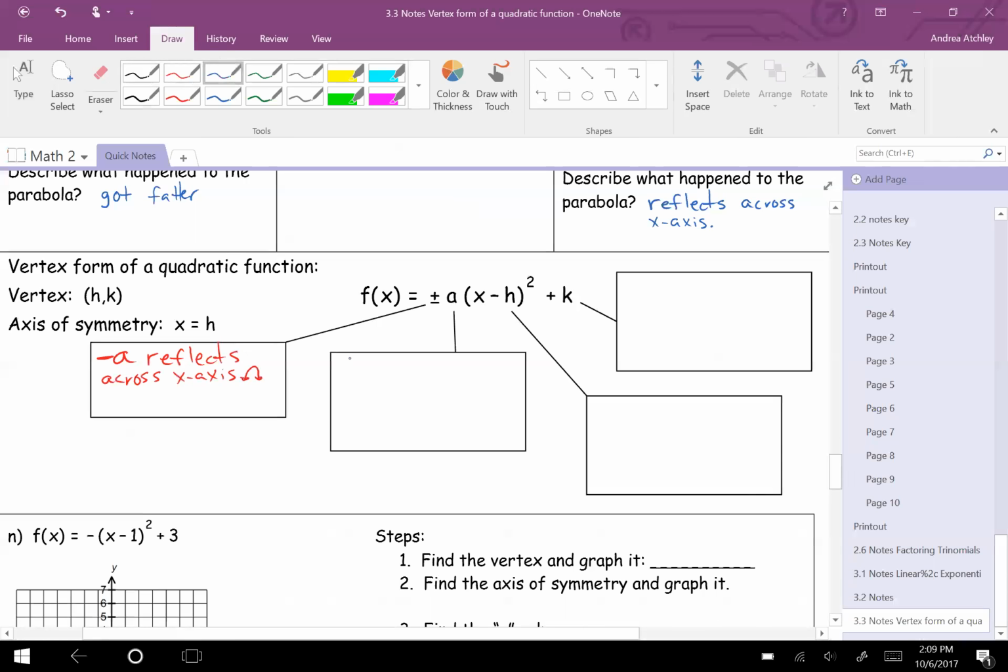If the absolute value of A is greater than 1, if it's 2 or 3, my graph is going to get thinner, and we call that a stretch, a vertical stretch. So I'm taking my graph and pulling it up so it gets thinner.